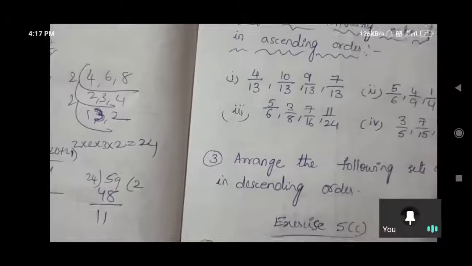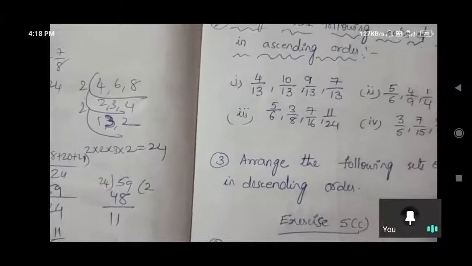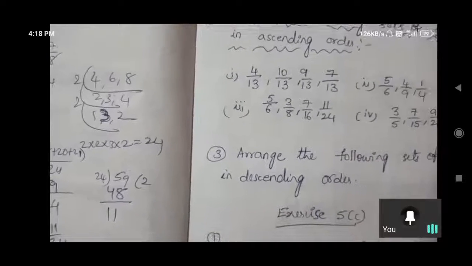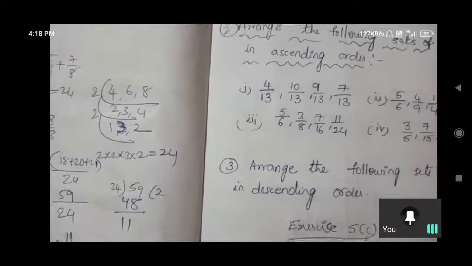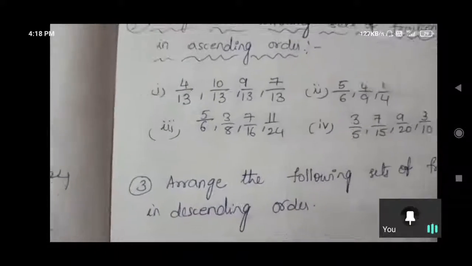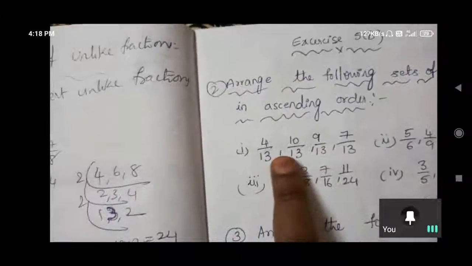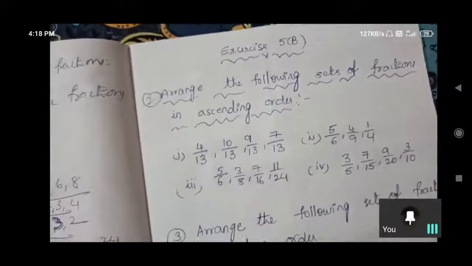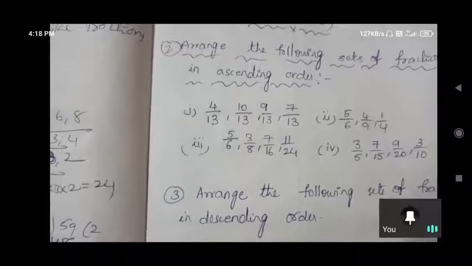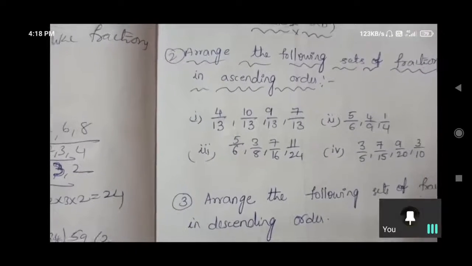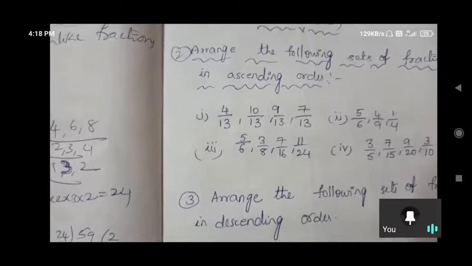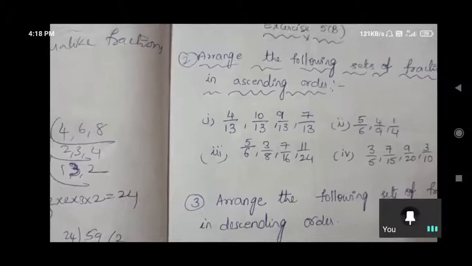So first I told you the topic, how to compare and how to order. So 9 by 13, these all are like fractions or unlike fractions? This first bit, all are like fractions only. Yes, we can easily arrange from small to big. Which one is small among them? Just take the numerator. 4 by 13 is less than 7 by 13, less than 9 by 13, less than 10 by 13. So that is the answer for that.